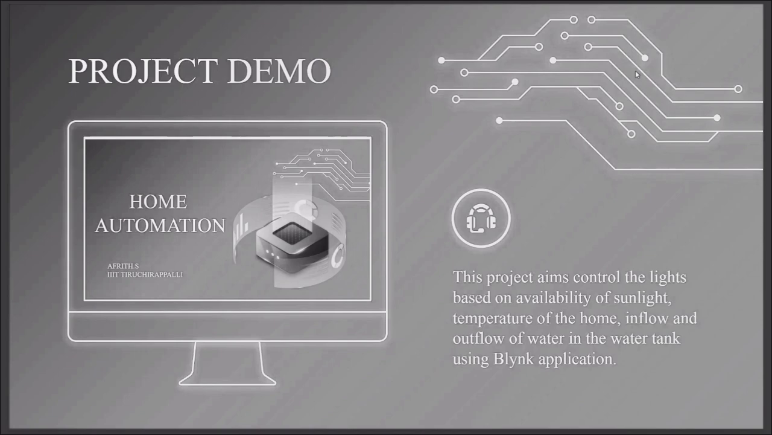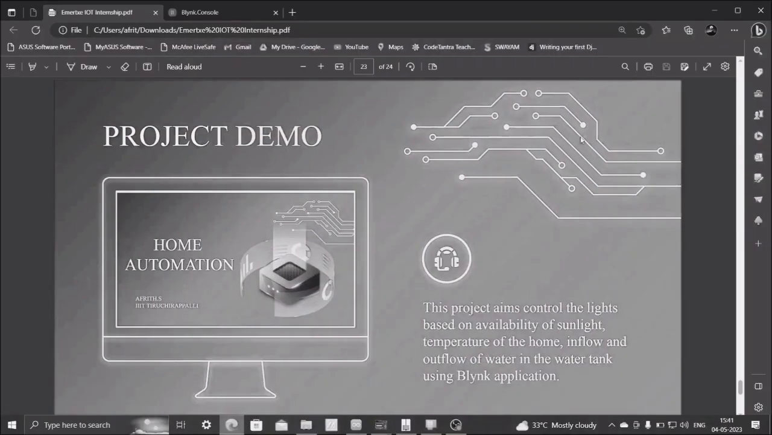So the project mainly aims to control the lights based on availability of sunlight and control the temperature of the home, then control the inflow and outflow of water in the water tank using the Blink application. So we'll start now.